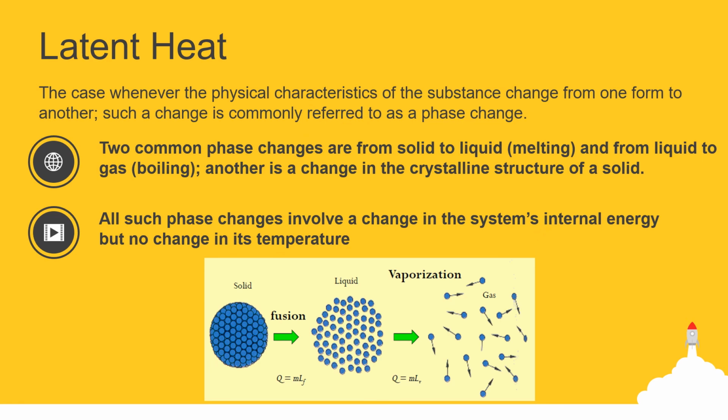Okay, next we move to the latent heat. For the case whenever the physical characteristic of the substance changes from one form to another, commonly referred to as a phase change. Bila ada berlakunya phase change, perubahan fasa, for example daripada solid pergi ke liquid, iaitu melting process. So in this case melting process ni kita namakan dia sebagai latent heat of fusion. Okay, and then daripada liquid berubah menjadi gas, dia adalah vaporization.